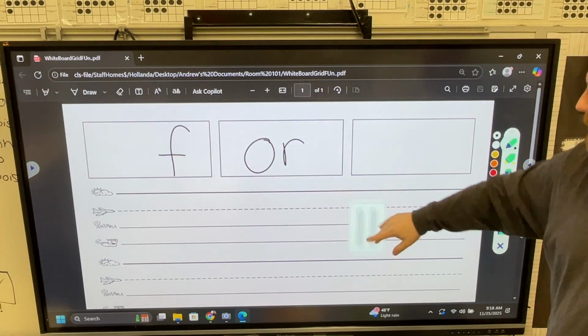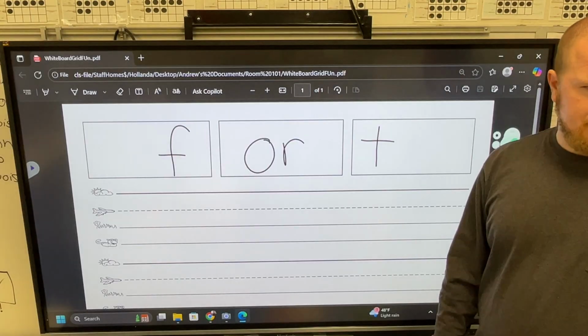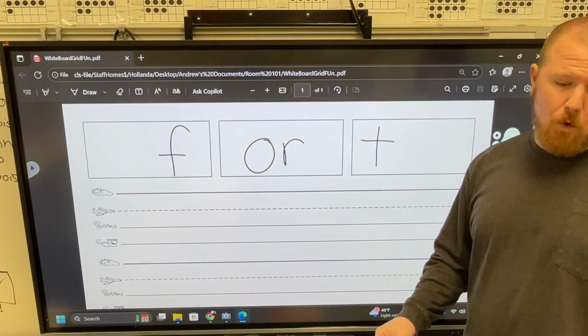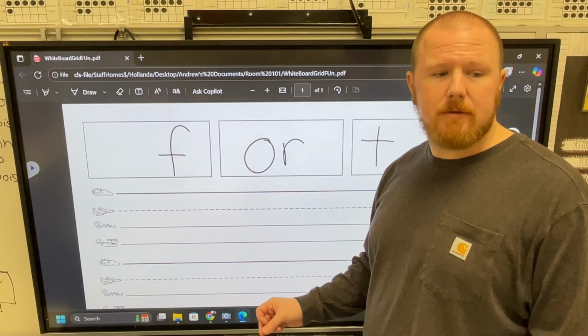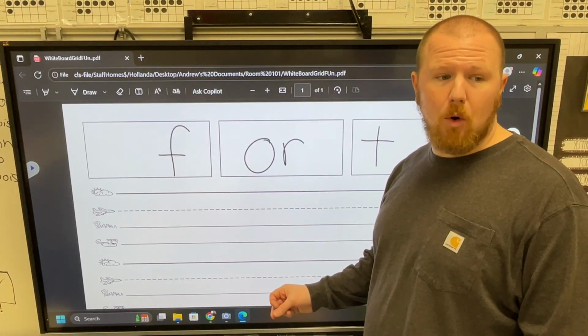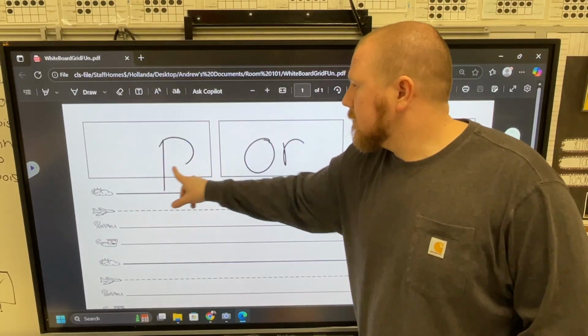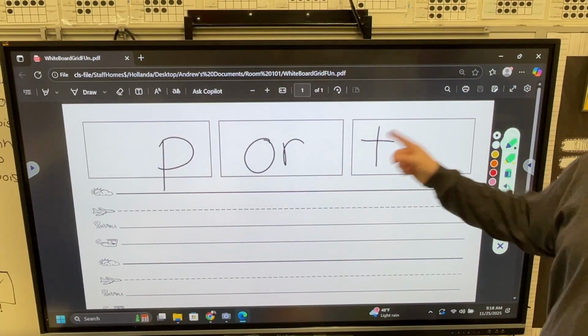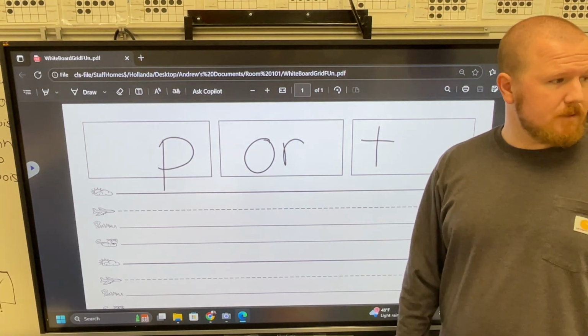Then we're going to change fork to fort. Fort. Then we're going to change fort to port. Port. Ort.